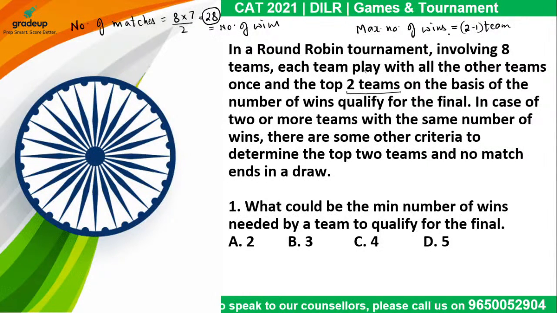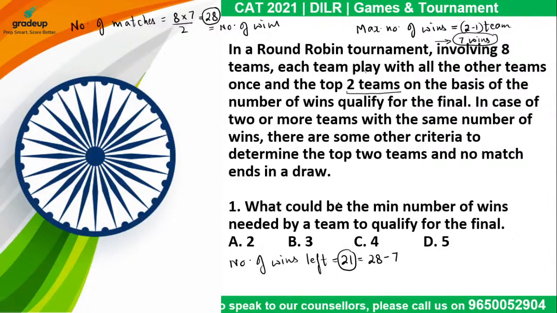So can we say the maximum number of wins any team can have is 7, because each team is playing 7 matches. So I'll try to maximize the wins of one team. The maximum wins would be 7, and this is for one team. So I am left with how many more wins? I am left with 21 wins. Number of wins left is 21, that is 28 total. 7 wins I have already given to one team, so it is 21 wins left.